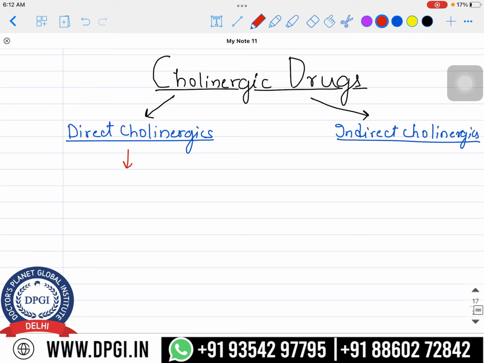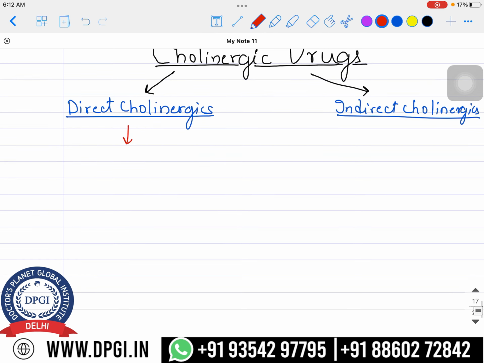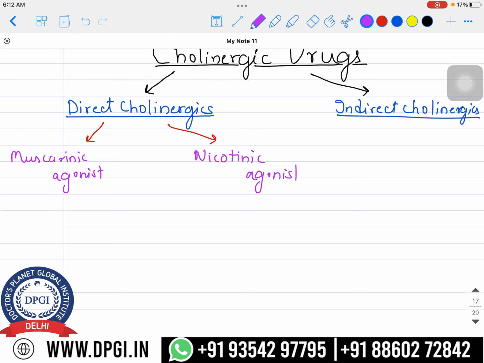Okay, so jumping into the direct cholinergics now. In the direct cholinergics, we can talk about two categories, guys. One is the nicotinic agonist and one is the muscarinic agonist. Obviously, these two categories can be expected over here. One is the muscarinic receptor agonist, or you can say muscarinic stimulators, and another one is the nicotinic stimulators or nicotinic agonist, right? Very easy. Muscarinic and nicotinic agonist.